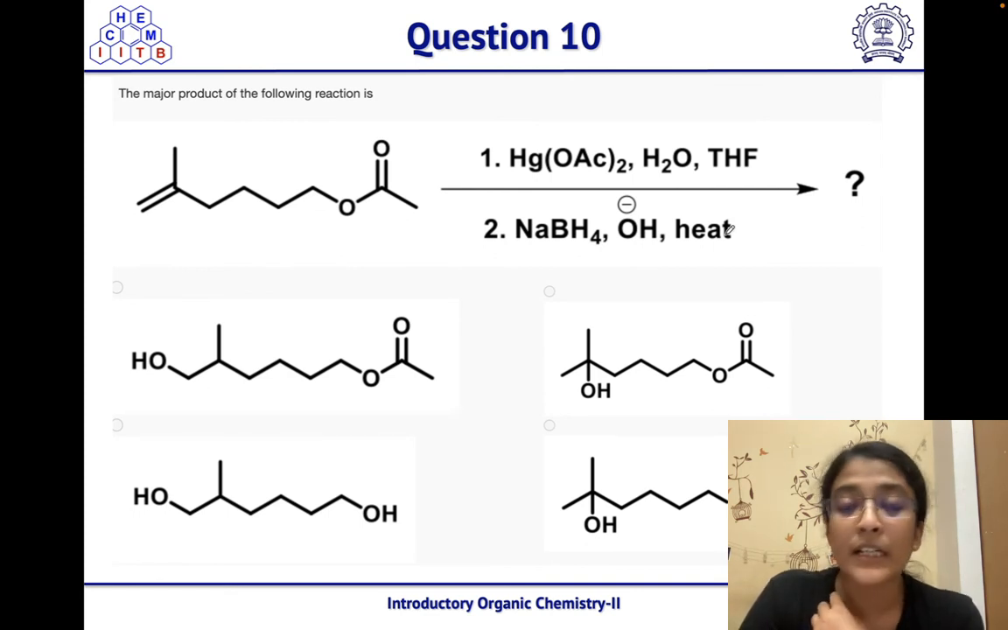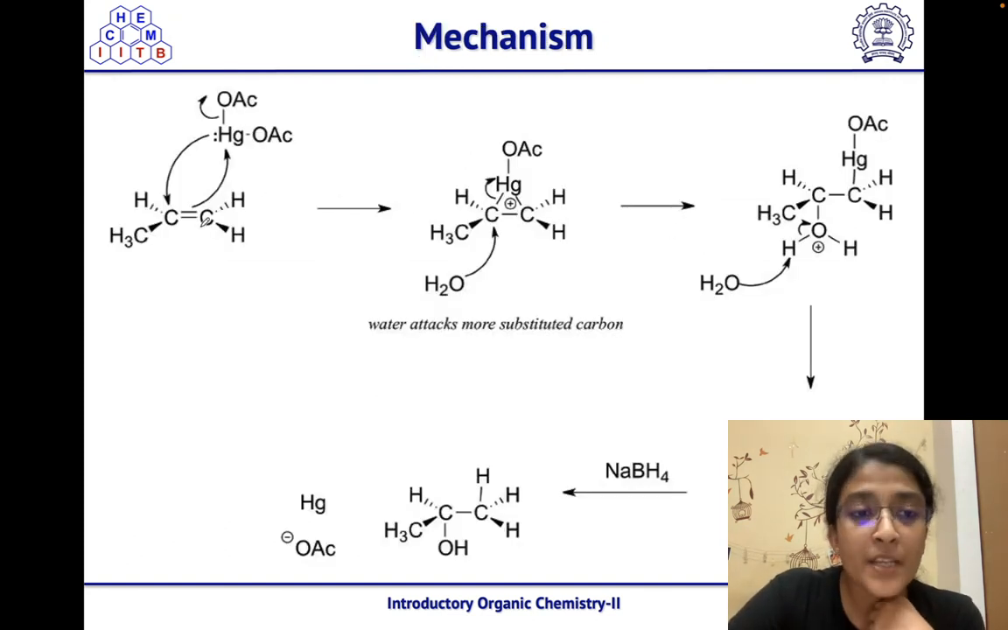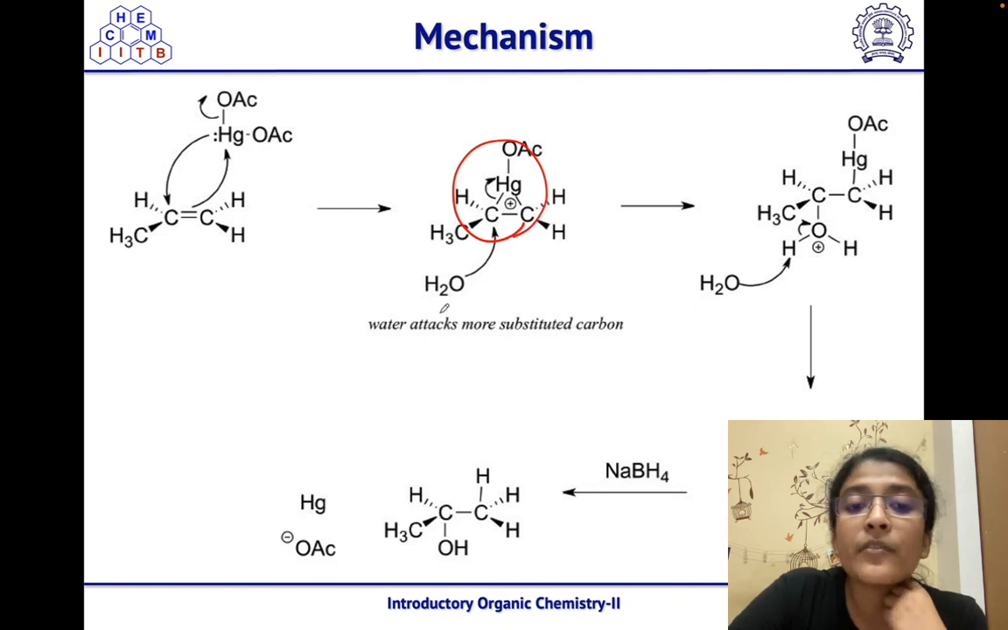So first I will be discussing the oxymercuration reaction. In oxymercuration, when an alkene is there, it will react with mercuric acetate, leading to formation of this mercurinium ion. Then water will attack from the more substituted side. That is, Markovnikov addition of water will take place, leading to formation of this intermediate. Is it clear?